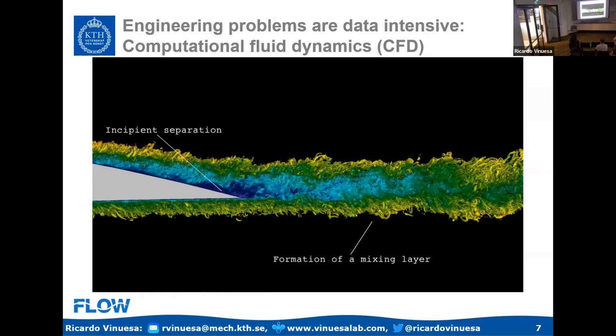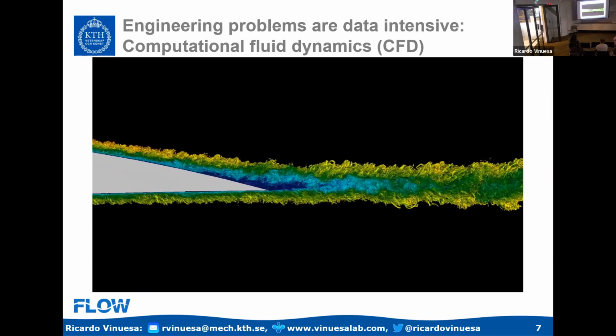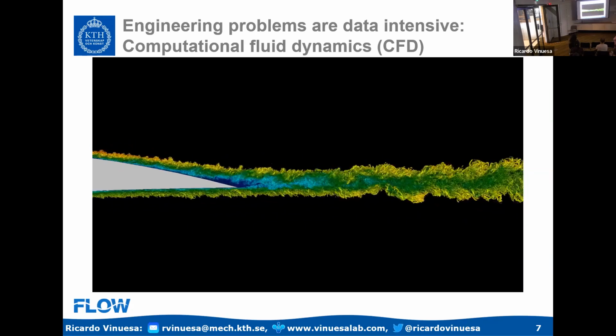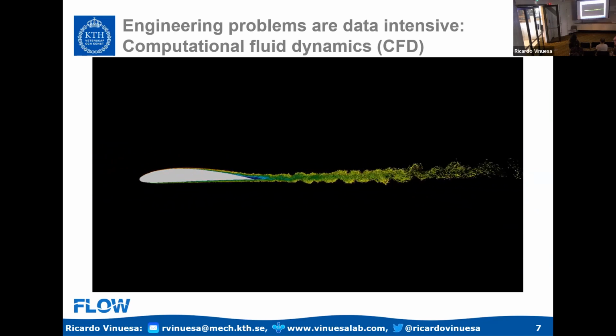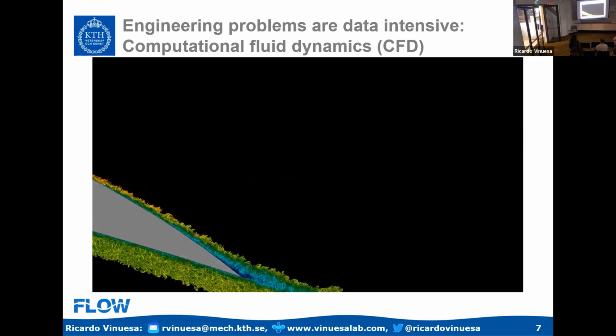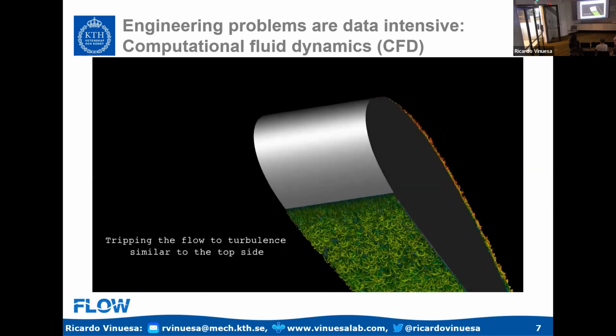This is a quite complex flow case with turbulence, pressure gradients, not mean separation, but incipient separation, and vortices in the wake. So we have a lot of data. This is many terabytes of data composing this database. And all this wealth of data is something that we can hopefully exploit with our machine learning techniques.